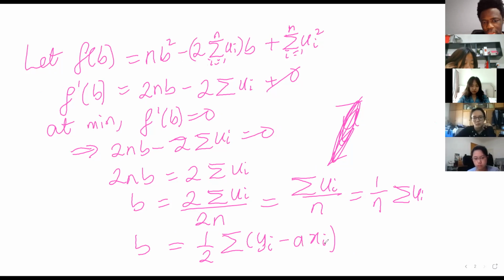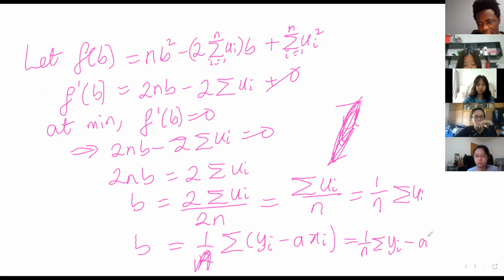Okay, no, divided by n, sorry, not 2. With this, you can open again. Remember, you can write this as 1 over n sigma yi. Then a is a constant, isn't it? 1 over n again sigma xi.